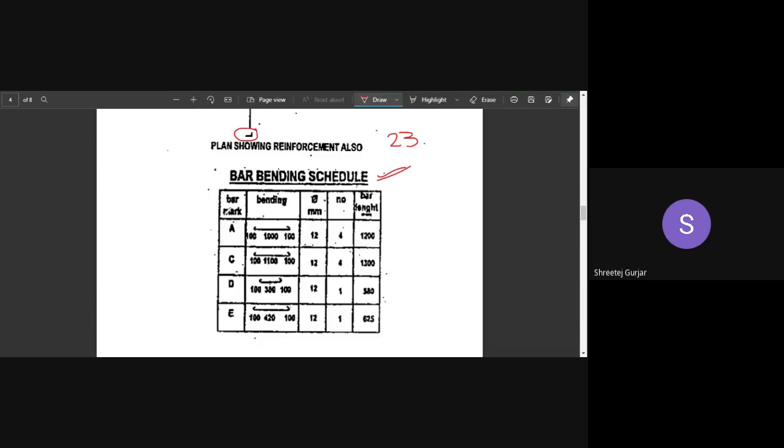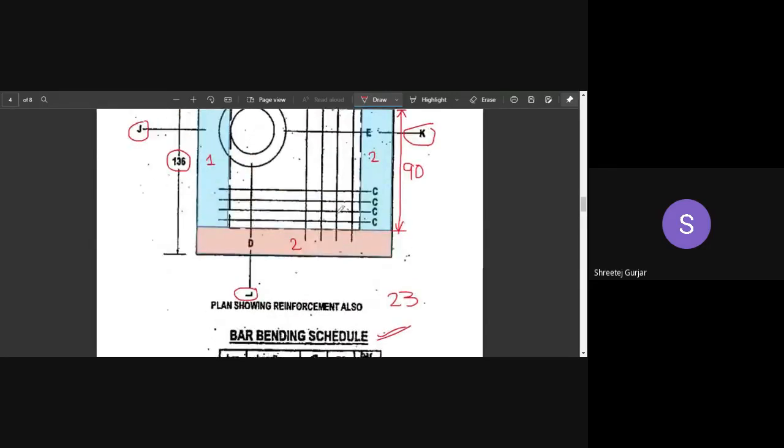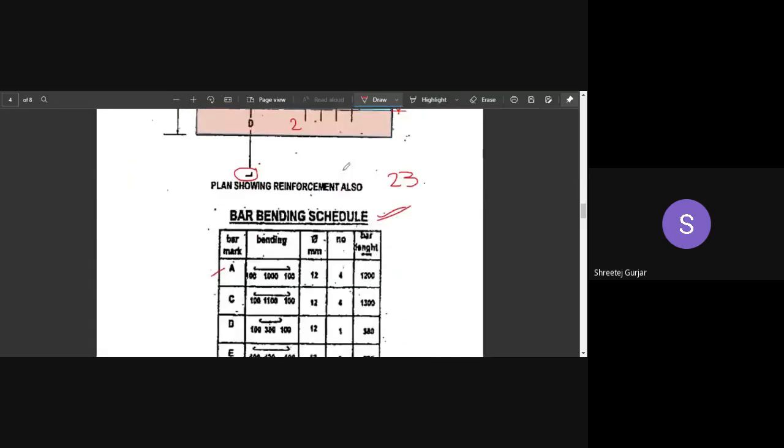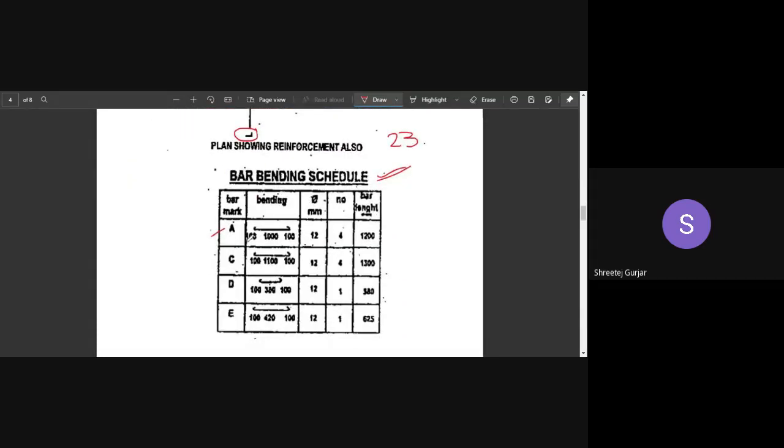So bar number A. Where is this bar number A? In this you can observe bar number A is going along like this. What is the length of that bar? Length is provided over here. It is 100 mm hook length plus 1000 mm the straight length, plus 100 mm hook length. So the total bar length is 1200 mm. The number is 4, and the diameter is also given. So this is for bar number A.